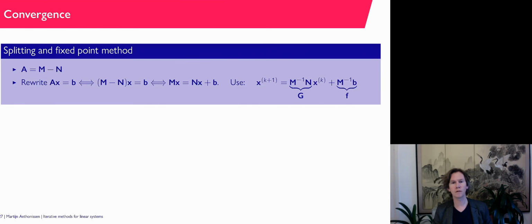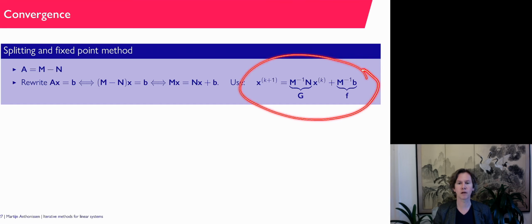Welcome back. In the previous video, we looked at a couple of iterative methods. We've seen Jacobi iteration, Gauss-Seidel iteration, SOR, and we have seen that they are all of the type that you see on the current slide. So we split our matrix A as M minus N, where M is, for instance, the diagonal. And then we rewrite the linear system and we come up with an iterative method that looks like this, and that's a fixed point method.